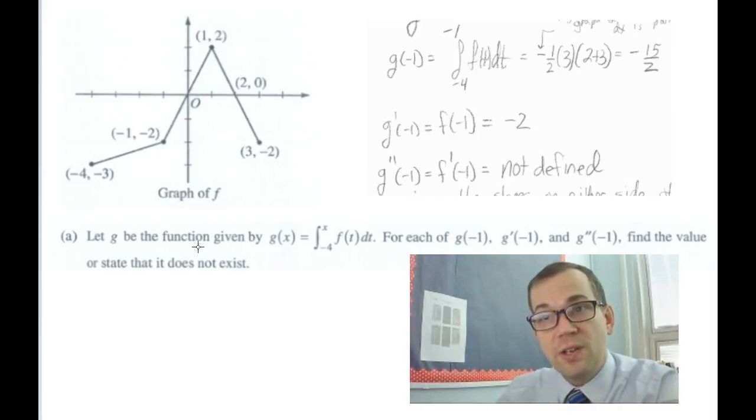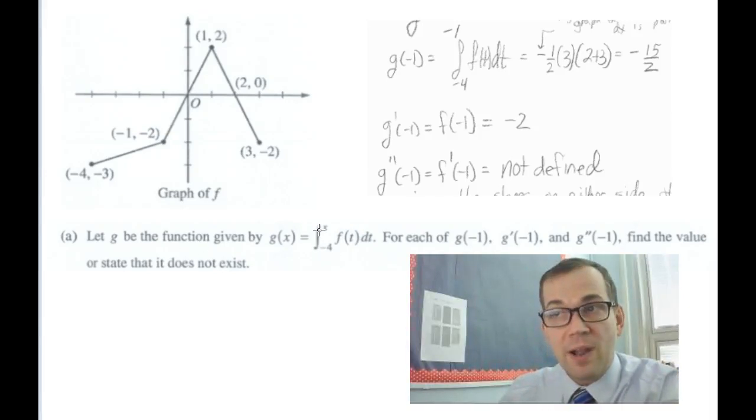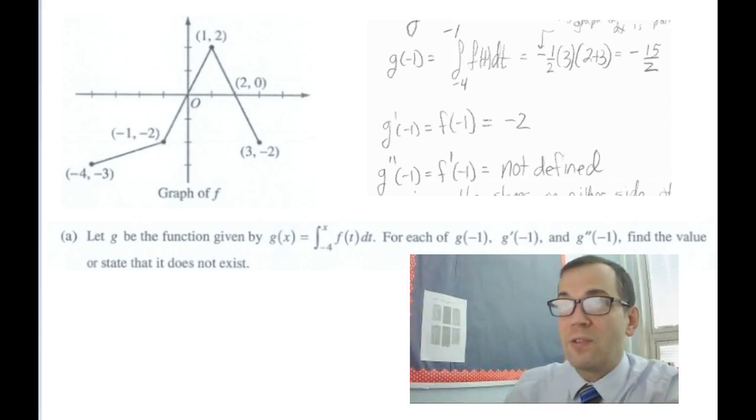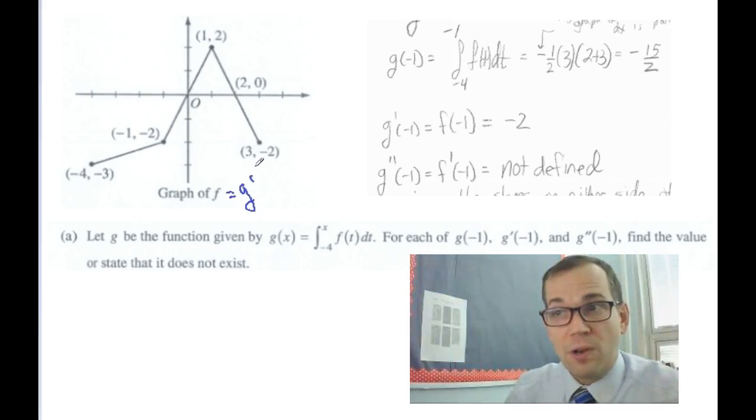They're giving us a function g defined as an integral from -4 to x. They gave us the graph of the function that they're integrating. So I know right off the bat that if this is the graph of f and g is the integral of f, what I actually have here is a graph of g prime. It's just important to note that.